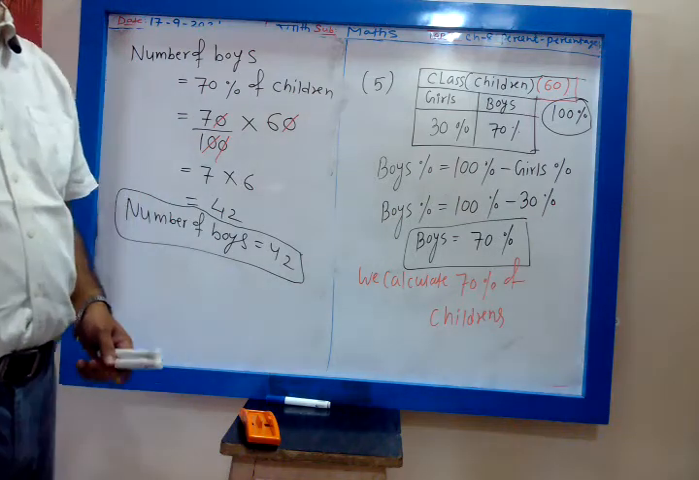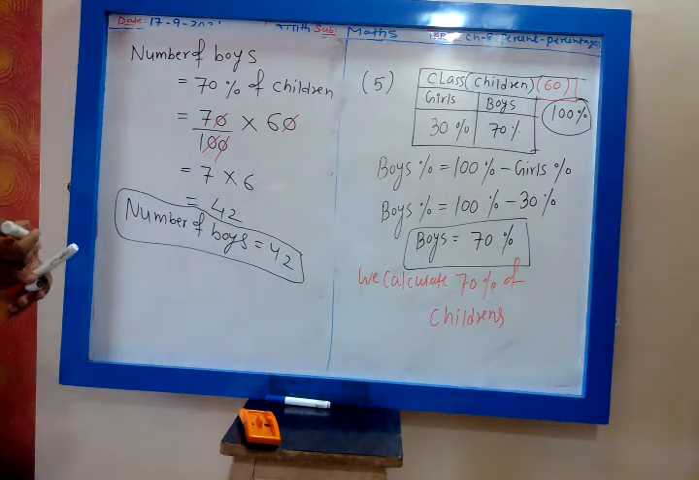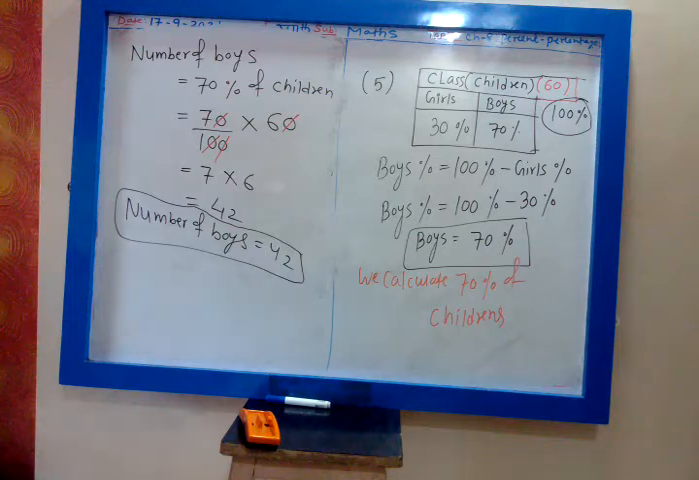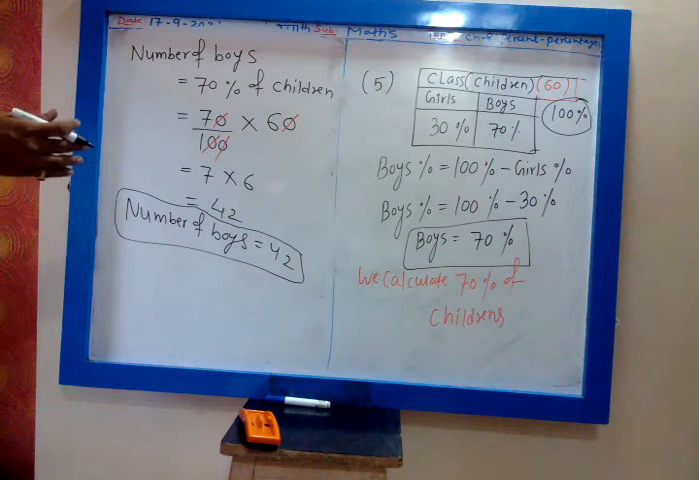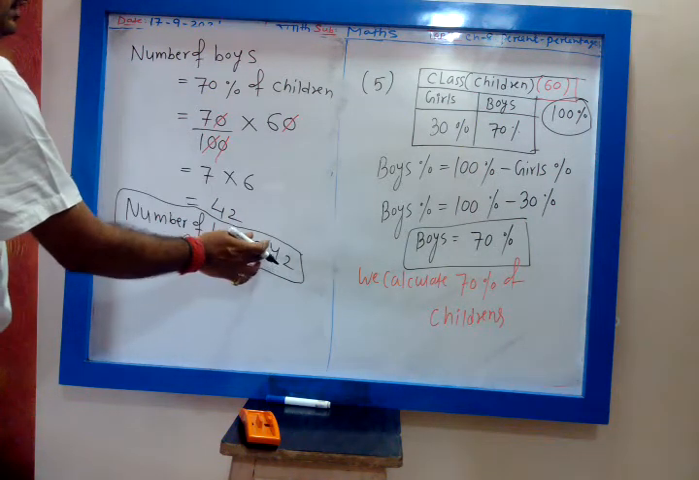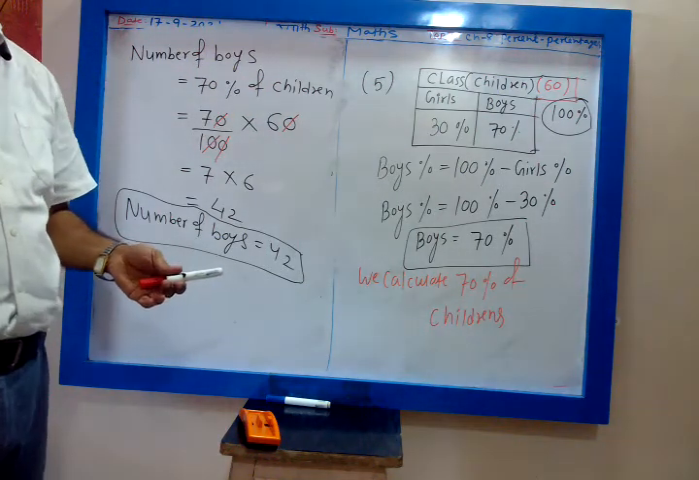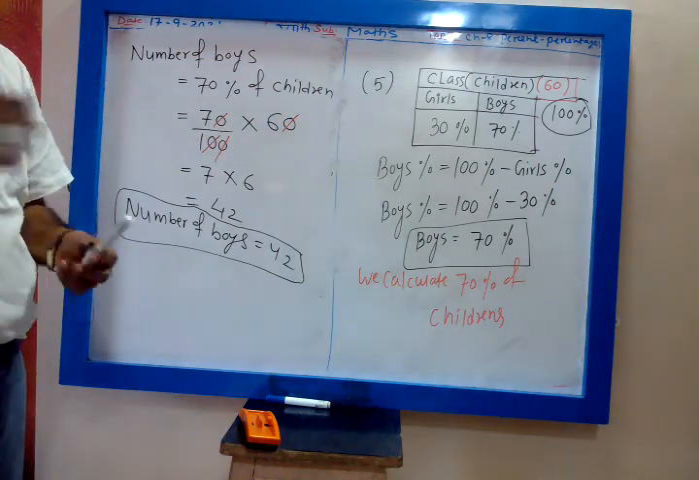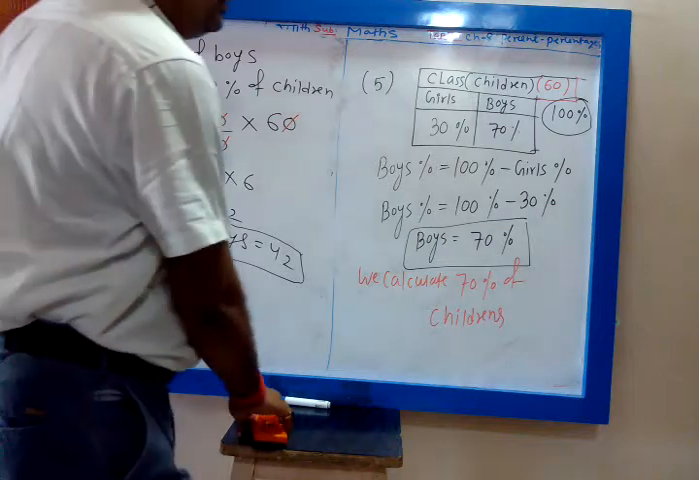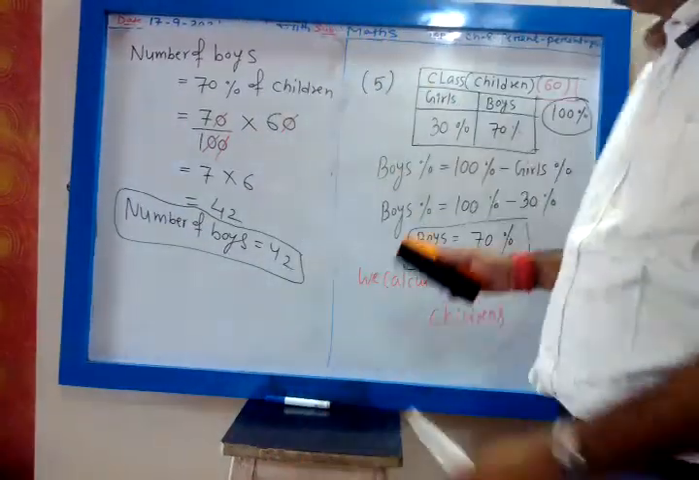Suppose the question is how many are girls? That is one method. To find the number of girls, total children are 60, 60 minus 42, that is 18. 18 are girls. Or you can calculate 30% of 60. You will get 18. So it is not asked there. Only it is asked how many boys are there.